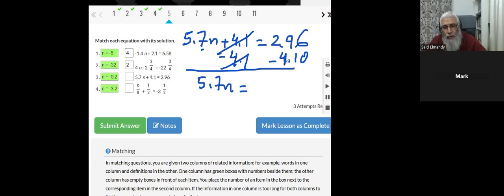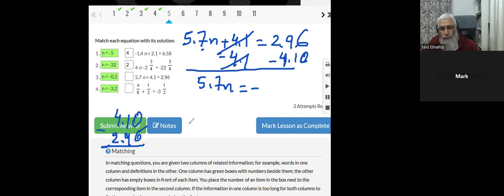This is a positive and a negative number. If we add a positive and a negative number, we put the sign of the greater absolute number. So it would be negative. And we subtract the numbers: 4.10 minus 2.96.